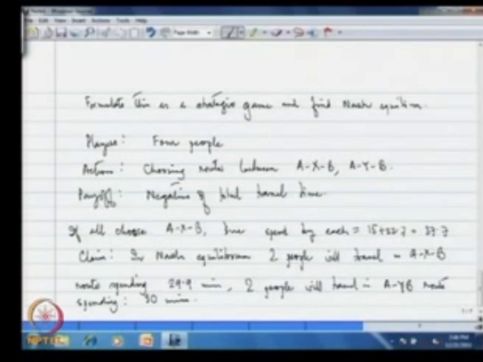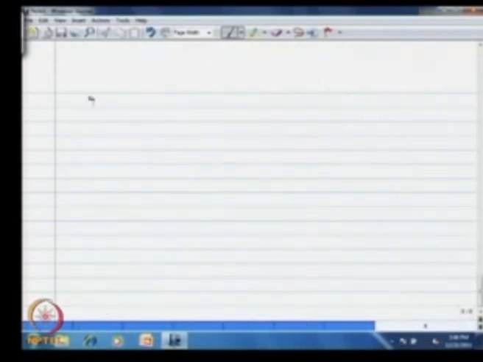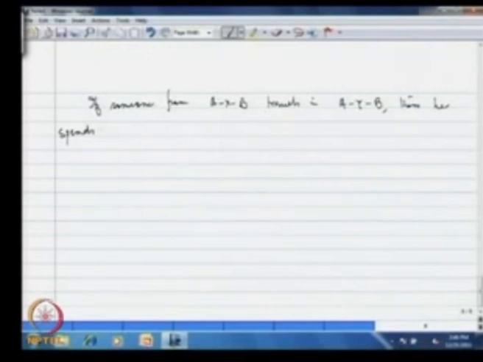If someone from the AXB route travels in AYB, then how much time does he spend? If he travels in the AYB route, now there are three people in the AYB route, and the total amount of time spent is 22 plus 12, which is 34 minutes, more than the time that he was spending in the AXB route, which is 29.9 minutes. So, there is no point for anyone traveling in the AXB route to switch to the AYB route.